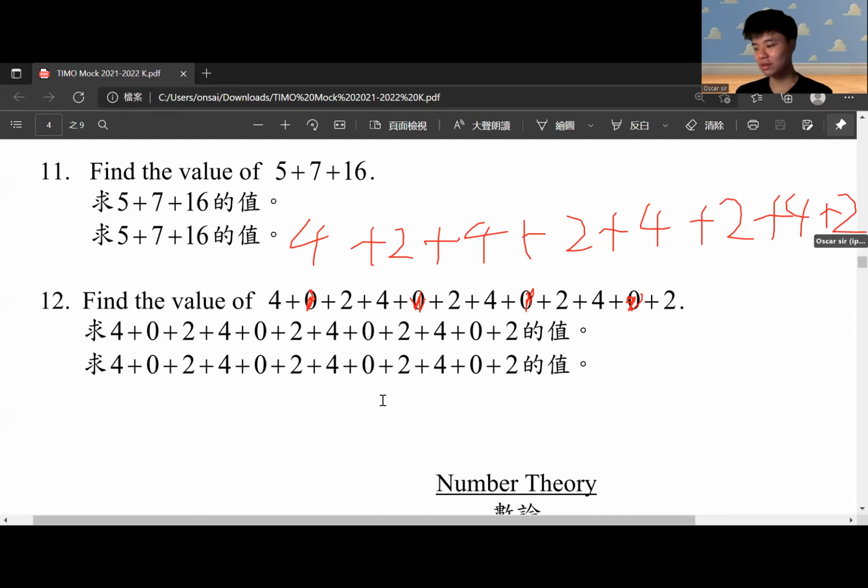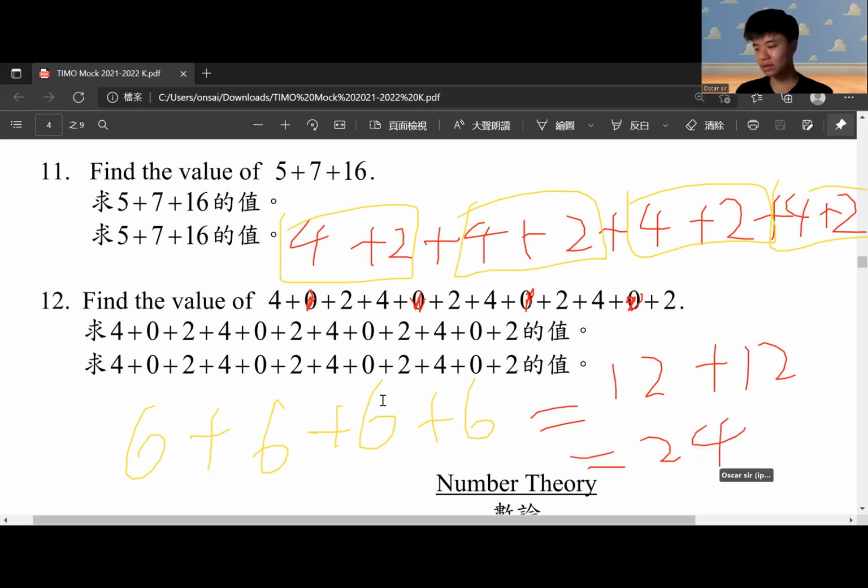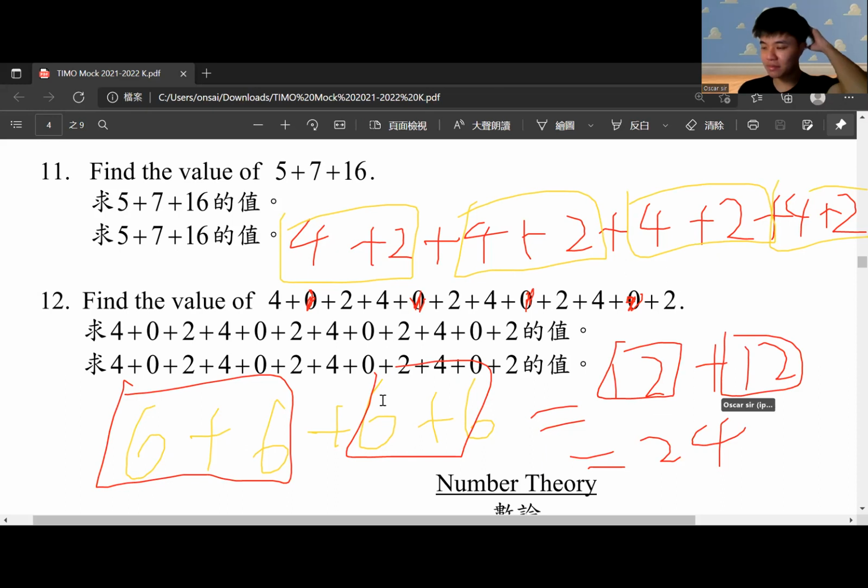1, 4, 2, 4, 2, 4, 2, right? And then we just need to add them all, right? This one is 6, and then this one is also 6. This one is also 6. This one is also 6, right? So, 6 plus 6 is 12. 6 plus 6 is 12. Right? Okay.